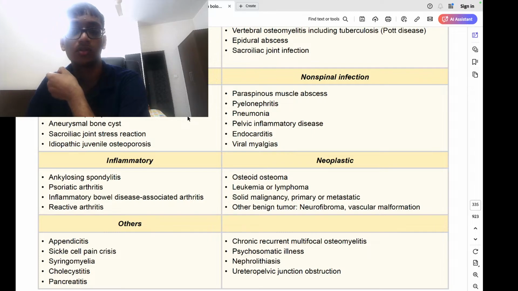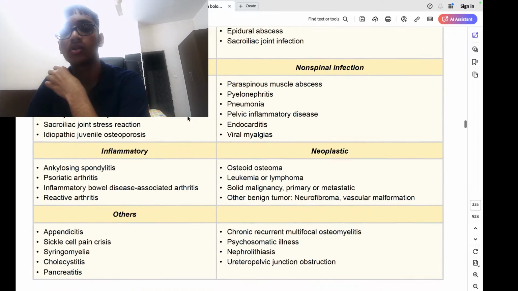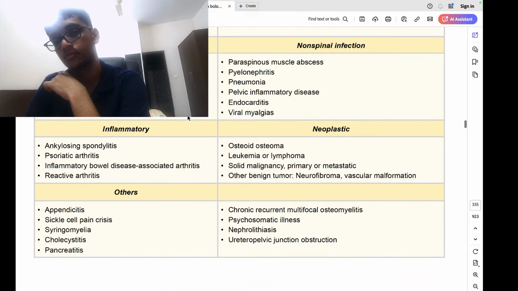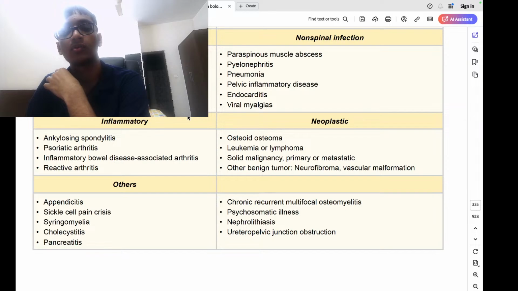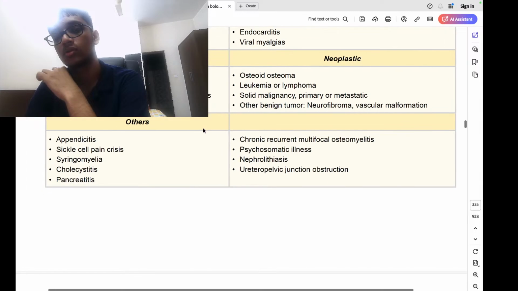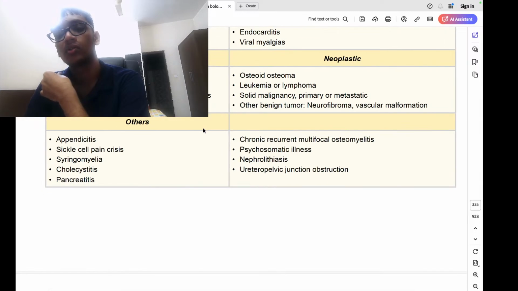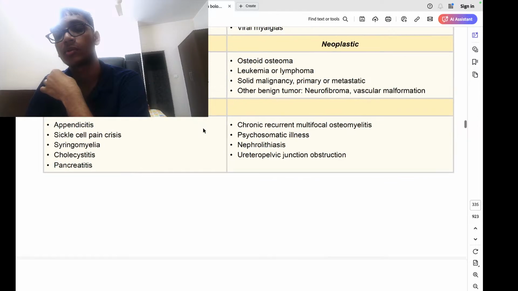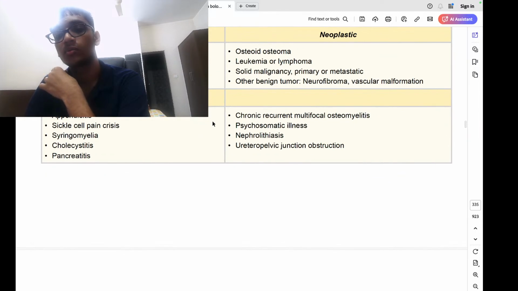Non-spinal infection, you have paraspinous muscle abscess, pyelonephritis, pneumonia, pelvic inflammatory disease, endocarditis, fibromyalgia. Inflammatory, you have ankylosing spondylitis, psoriatic arthritis, inflammatory bowel disease, autoimmune arthritis, reactive arthritis. Neoplasia is osteoid osteoma, leukemia, lymphoma, solid malignancy, primary or metastatic. Other than benign tumor, you have neurofibroma and vascular malformation.